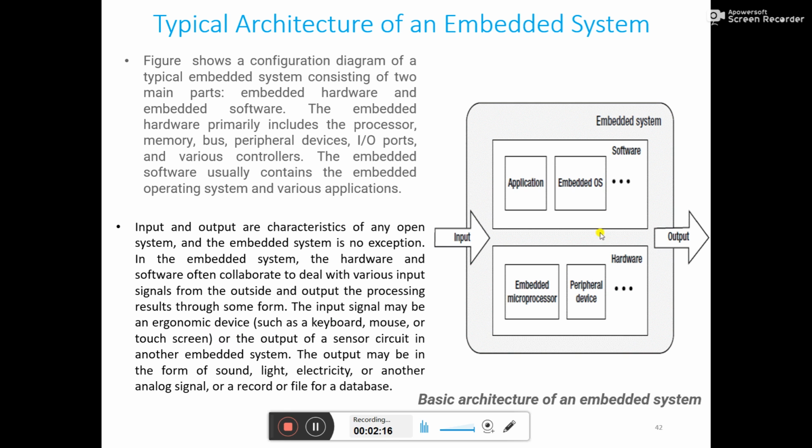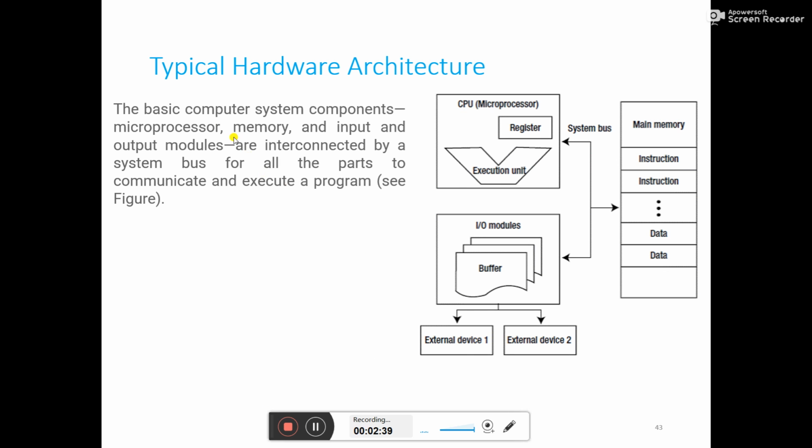Whenever there is an input for the embedded system, the inputs are very simple, for example the touch button, a simple push button. Such types of buttons are available for input. The output may be in the form of sound, light, electricity, another analog signal, or a recordable file for a database. So that is a typical architecture of an embedded system. The typical hardware architecture of embedded systems is over there.